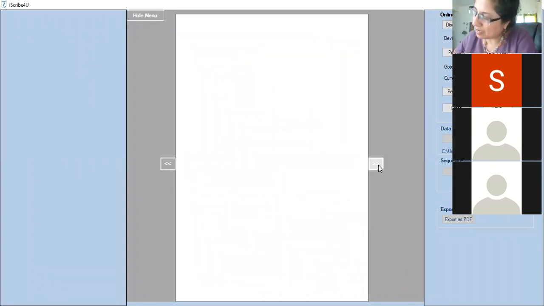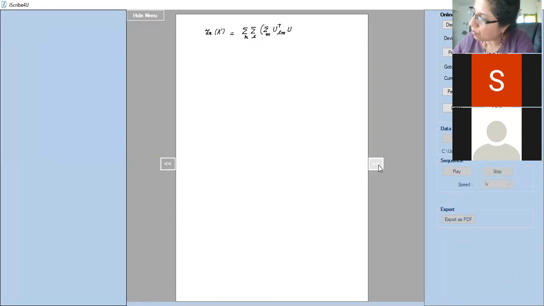So what did we have over here? We had trace of A prime is going to be equal to, I'm going to write the last but one line: summation over K, summation over L, and then in brackets summation over M, U dagger L M, U M K, and then A K L. And we concluded that this should be nothing but delta L K.